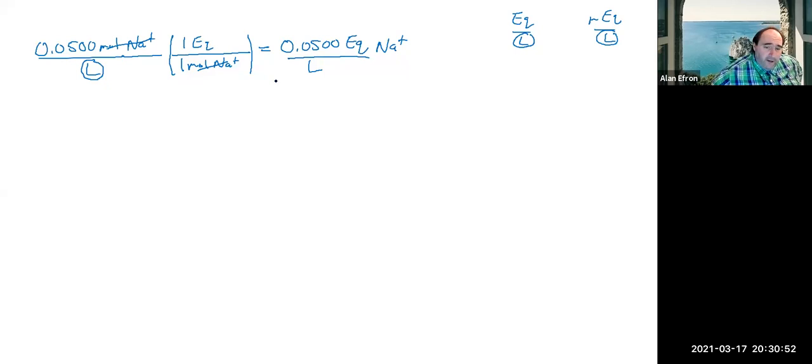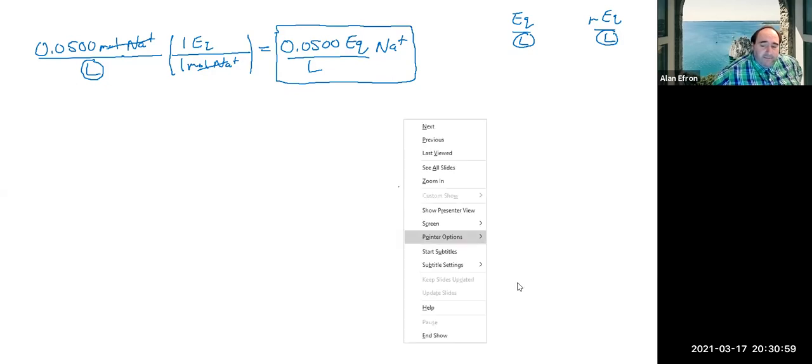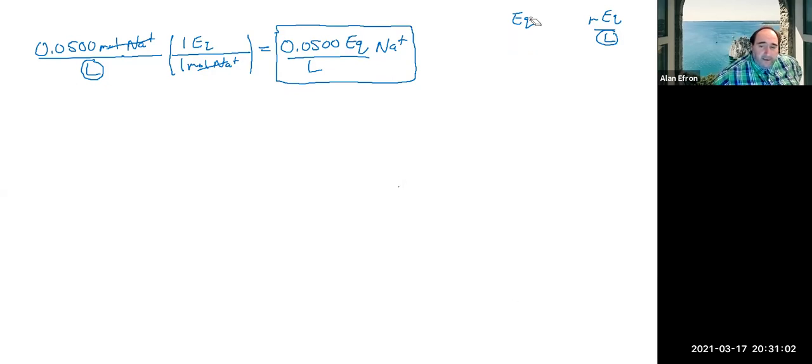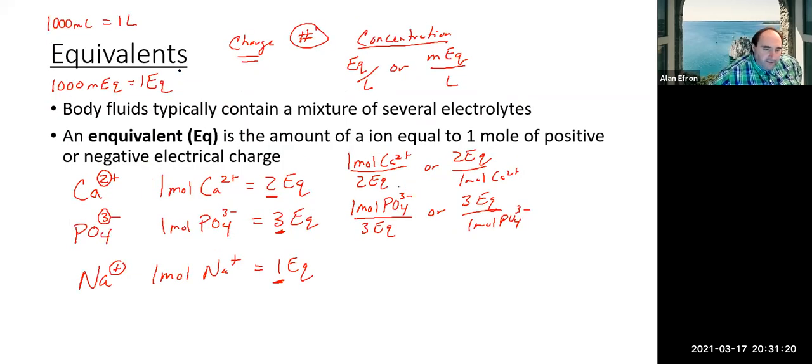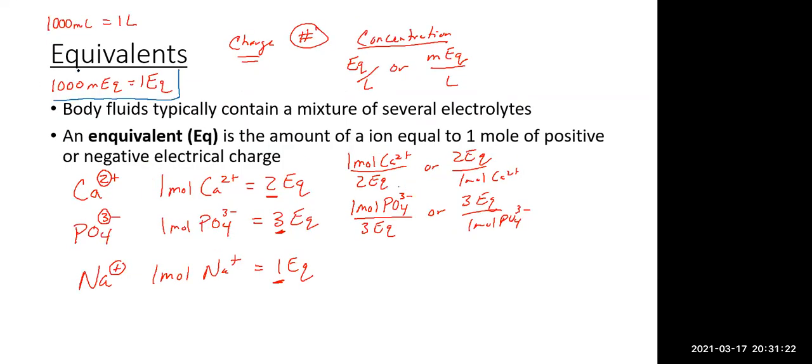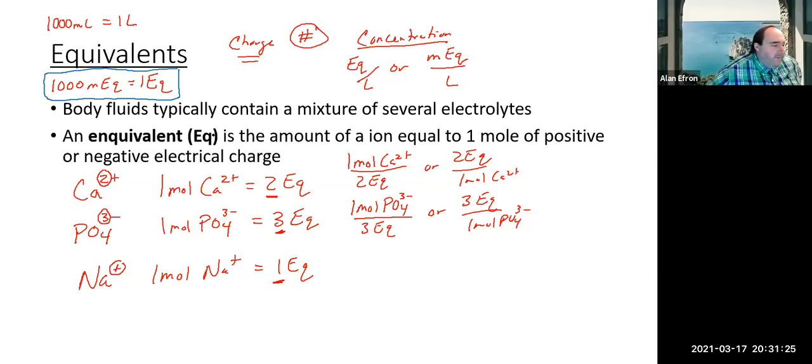Now, that would be one answer, right? That would technically be the concentration of sodium ions in my solution based on equivalents per liter. The other thing that we want to solve for is milliequivalents per liter. So really the last thing that we need to do is the conversion between equivalents on top to milliequivalents. And again, we would use this relationship here, that there are 1,000 milliequivalents in 1 equivalent.